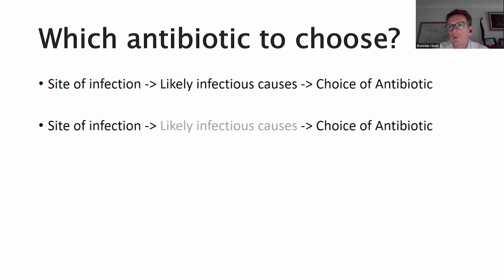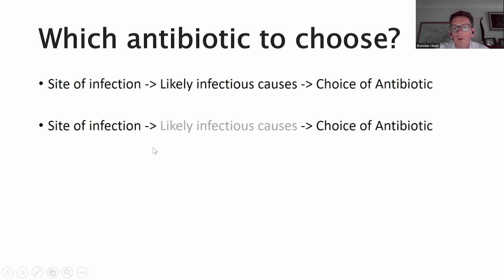So in the setting of a respiratory tract infection, if it's from the community, we know it's likely to be Streptococcus pneumoniae, Haemophilus influenzae, etc. Or if it's a ventilator-associated pneumonia, we know it's likely to be gram-negative bacteria, maybe Pseudomonas, those sorts of things. And when we know what the likely infectious cause is, we then have the choice of antibiotics. So we'll map the antibiotic against the likely organisms.